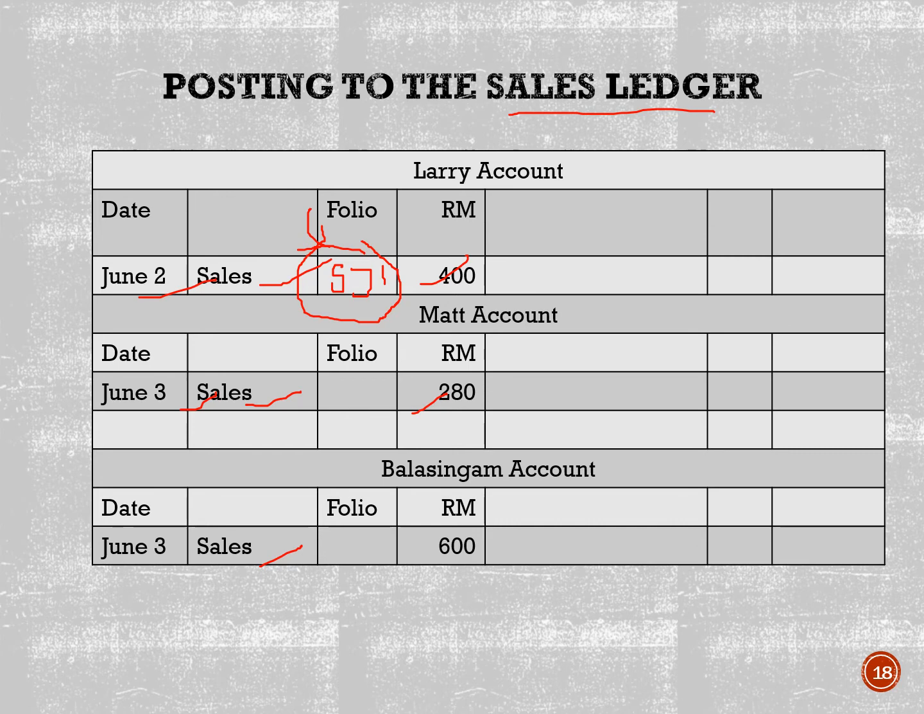So you tahu the consequences, maksud dia ikut urutan daripada journal you post ke ledger. So the thing yang you have to remember, the accounting cycle yang kita dah belajar awal-awal tadi.